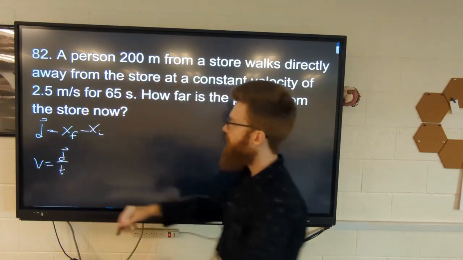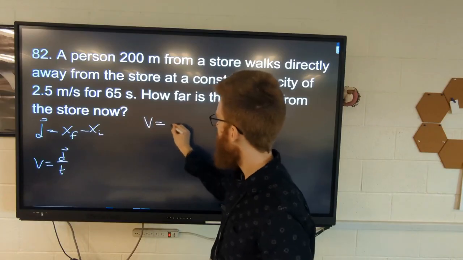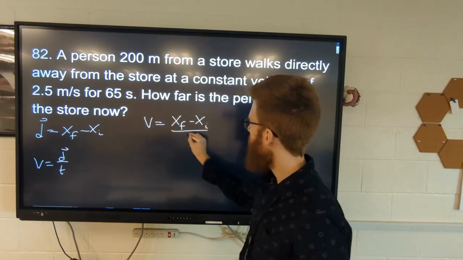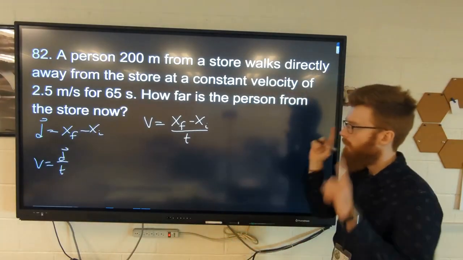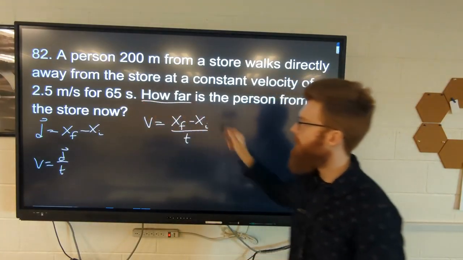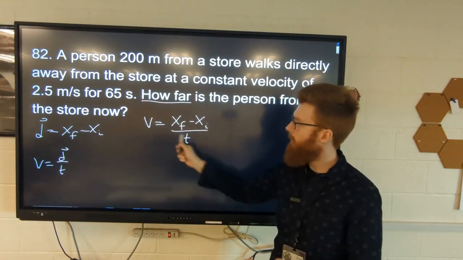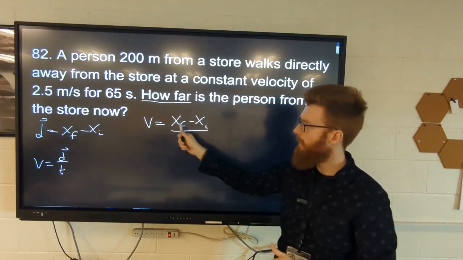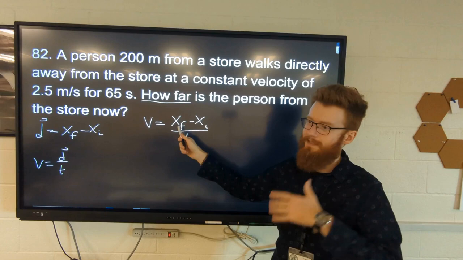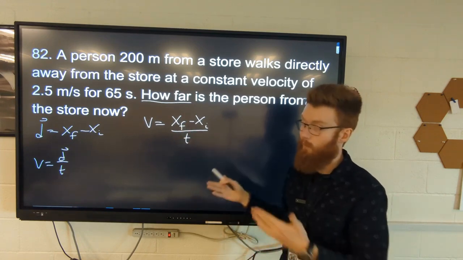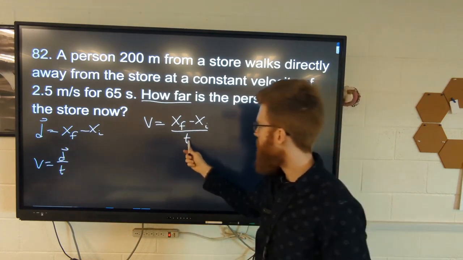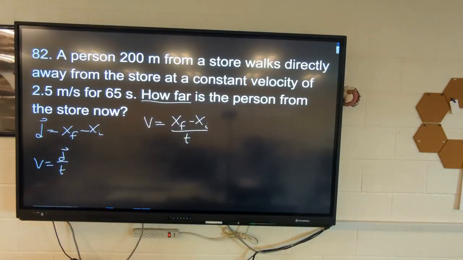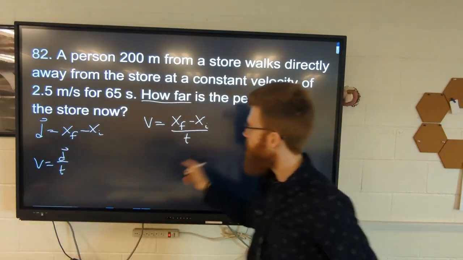I'm going to fuse these two again and just have velocity is xf minus xi over t, because it's wanting me to figure out how far they end up at the end. So they're wanting me to find xf. So this time, instead of plugging the numbers in right away, I'm just going to get xf by itself, because that's a form of this equation we will end up using a lot. So first, multiply the t up.